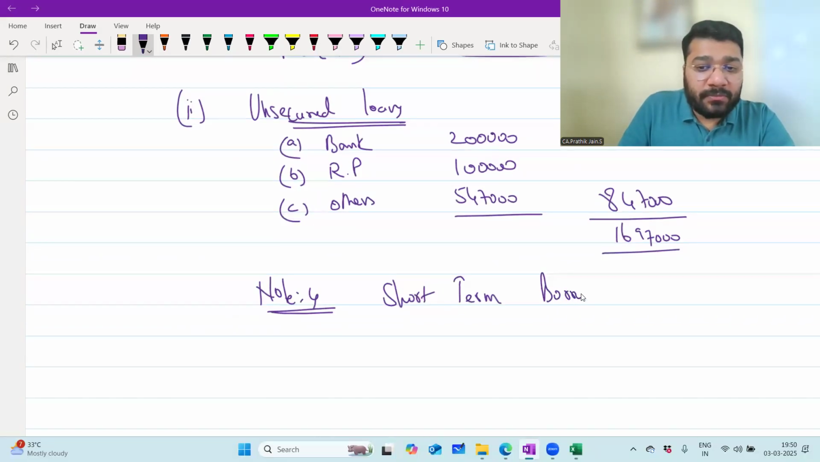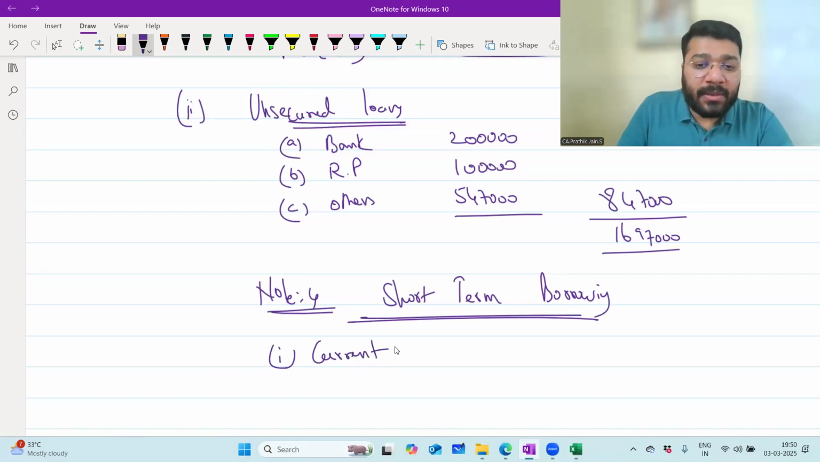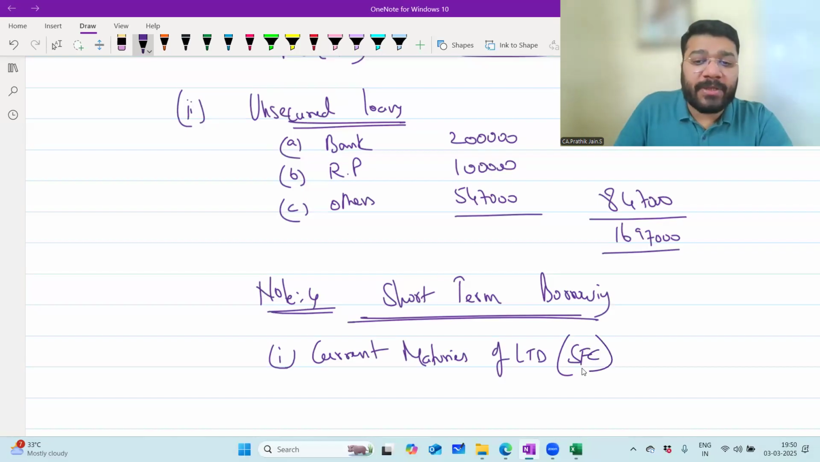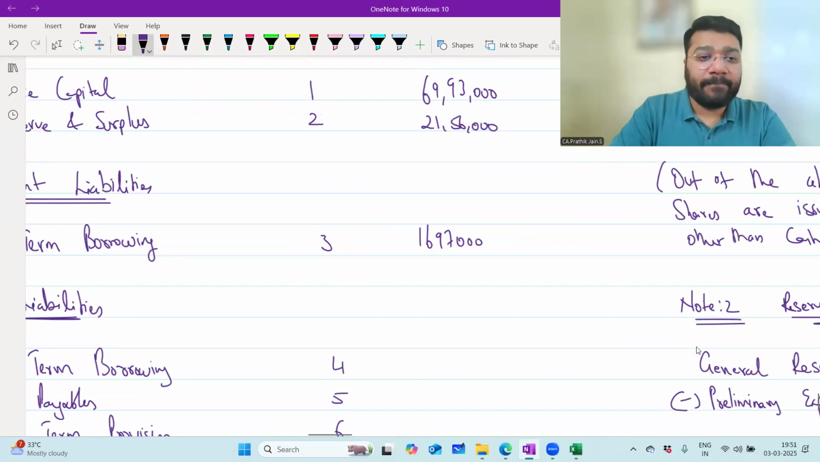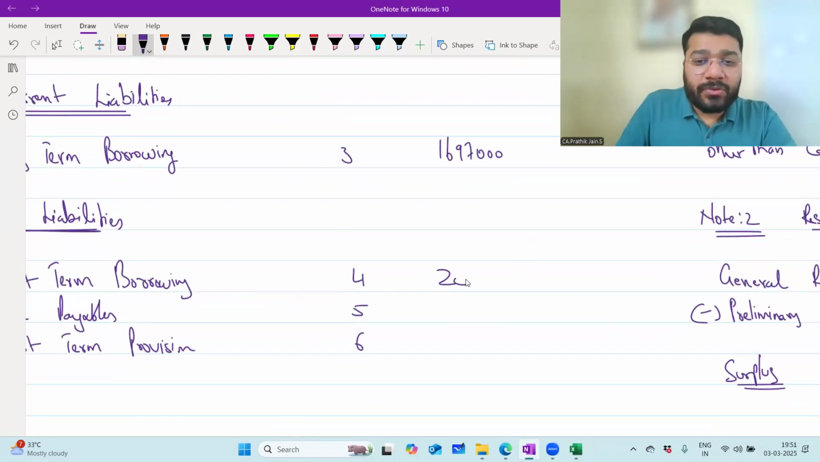Short-term borrowings. We have only one item, which is current maturities of long-term debt. In bracket, please write State Finance Corporation. 2 lakh rupees. Any other short-term borrowing? No. So 2 lakh rupees short-term borrowing.